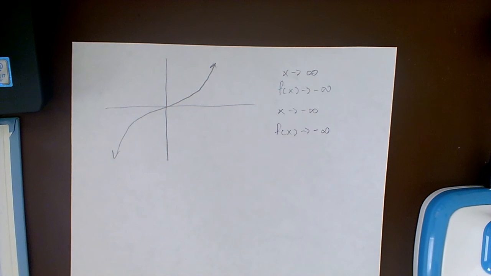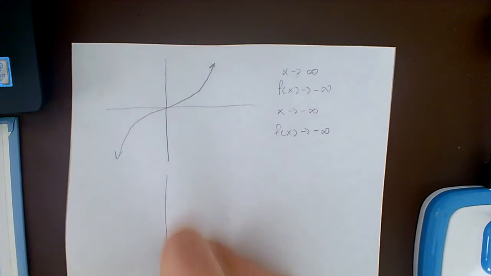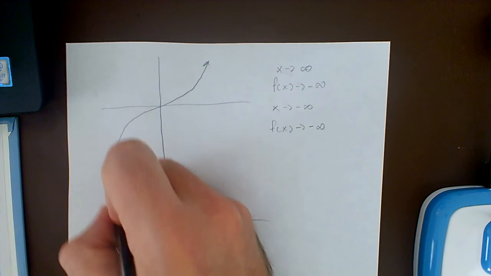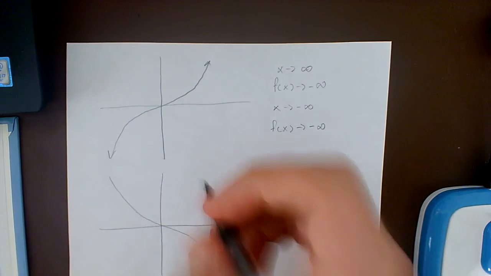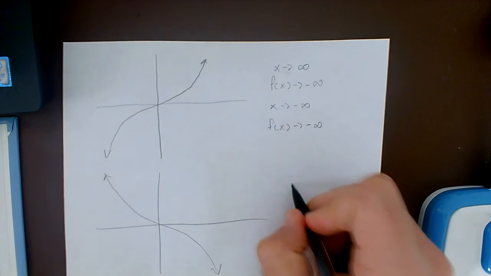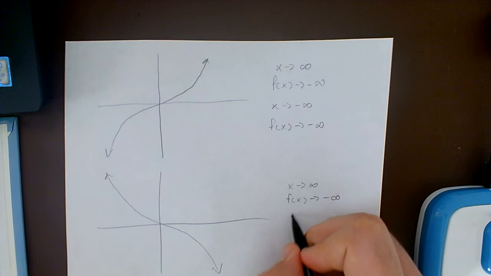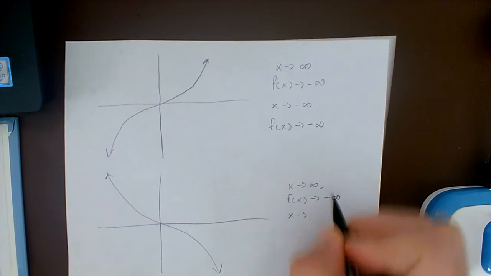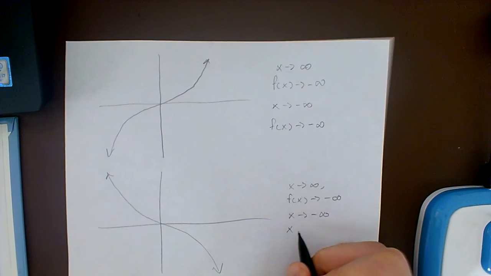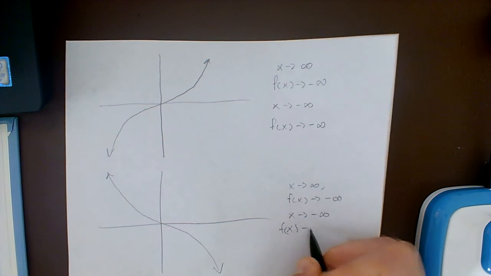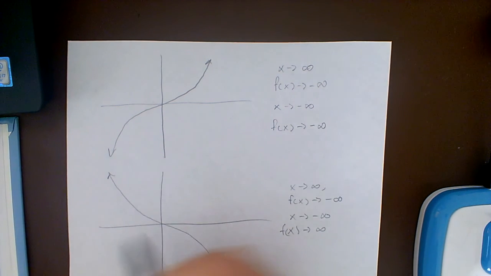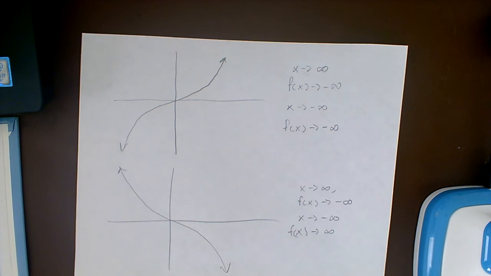Okay, and if you had a picture like this, that's our last case. As x goes to infinity, f of x goes to negative infinity, and as x goes to negative infinity, f of x goes to positive infinity. So as we go this way in the x direction, y is going up. Okay. So let's do an actual example rather than just looking at these pictures.